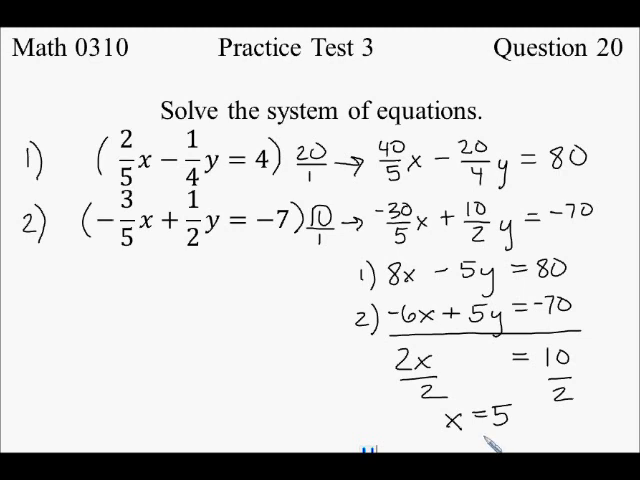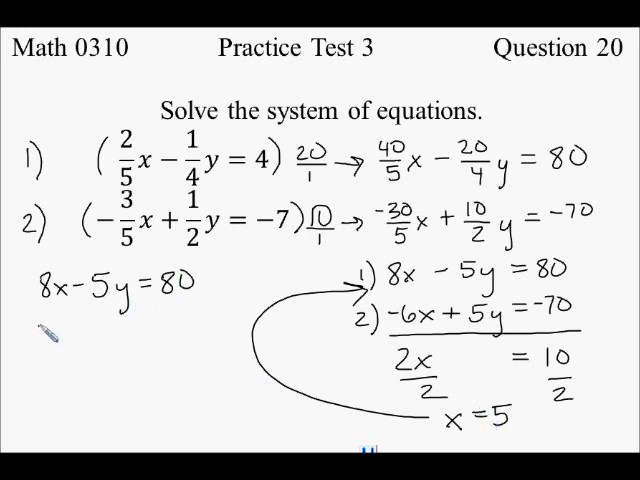If I go back and plug into these original equations here, it's a little bit more complicated because we have the fractions, so I'm going to go ahead and plug x back into one of my equations where we had already cleared our fractions. So maybe we'll just plug it into this new version of equation 1. So there we have 8x minus 5y equals 80. And we said that x was 5, so that becomes 8 times 5 minus 5y equals 80. And then we just take 8 times 5, we get 40 there. 40 minus 5y is 80.